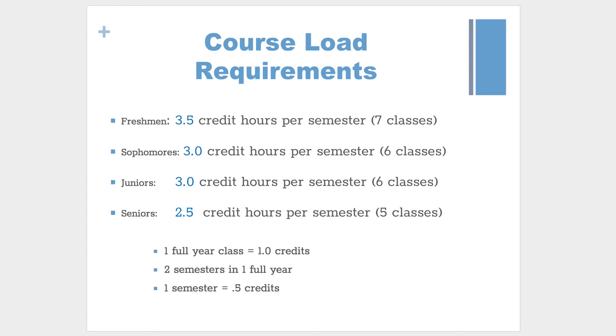Okay, a quick review of our course load requirements. If you are a freshman, you must take 3.5 credit hours per semester or 7 classes. If you're a sophomore, you must take 3 credit hours or 6 classes. That's the same for juniors, 3 credit hours and 6 classes. Seniors must take at least 2.5 credit hours or 5 classes. And remember that a full year class is 1 credit, and there are 2 semesters in 1 year, and every 1 semester class is 0.5 credits.